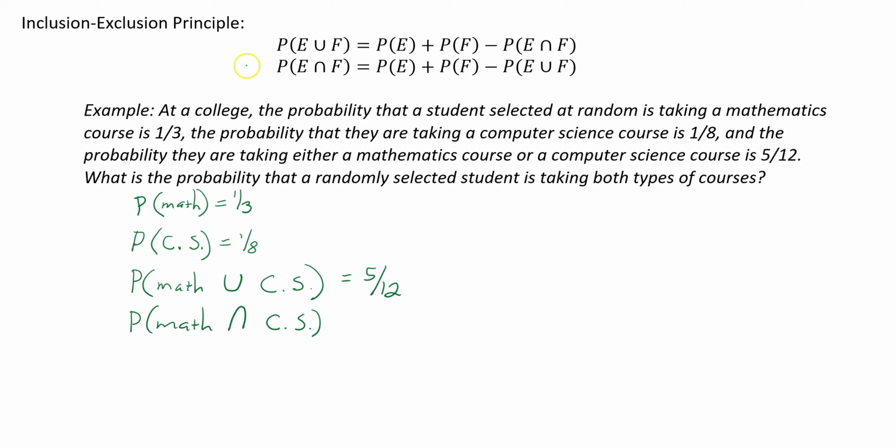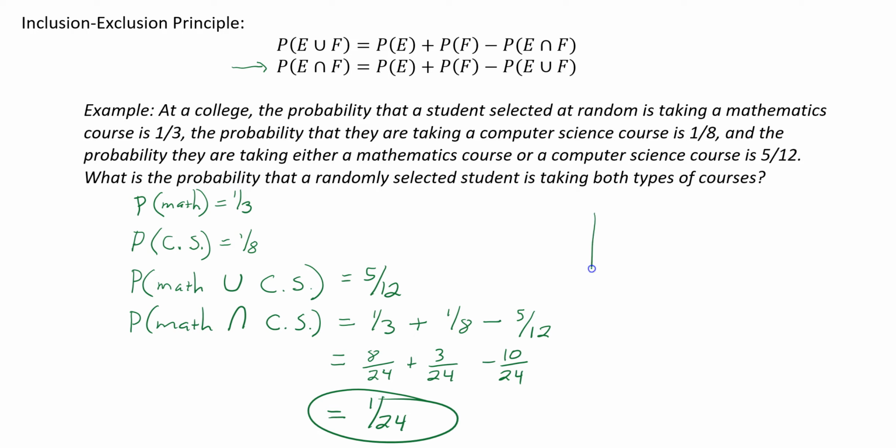From up above, we can see that we want to use the second formula. The probability of math is 1/3, plus the probability of computer science is 1/8, minus the union of math and computer science. With technology, we could solve that, or we can find a common denominator. And arrive at the answer of 1/24.